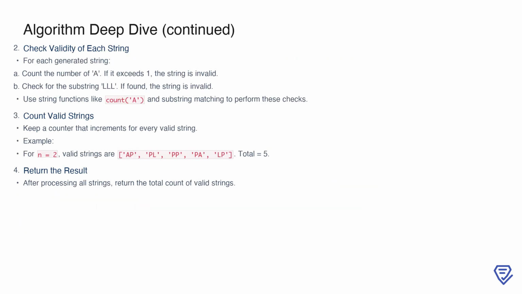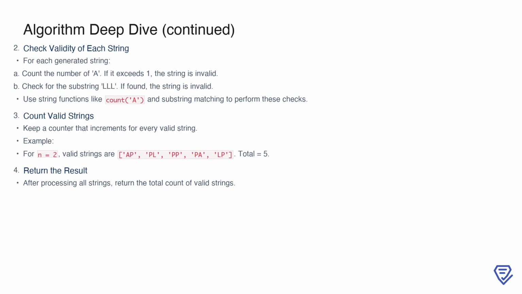Once all the possible strings are generated, the next step is to filter out the invalid ones. For each string, we check its validity by applying the given conditions. First, we count the number of A characters. If there is more than one A, the string is deemed invalid. Next, we search for the substring LLL. If it appears, the string is also invalid. Tools like the count function for A and substring matching for LLL make these checks straightforward.